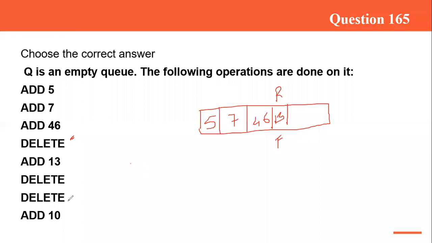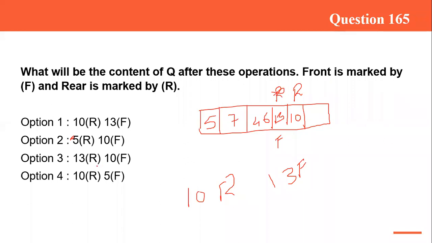After that, what will happen? Add 10. That means we'll add 10. Rear will move forward, not front. Rear will move forward. Okay. After that, anything else? Nothing. So what is the answer? 10R, 13F. Okay. I hope you understood that. 10R, 13F, that's the answer. Option 1. I hope you got it.